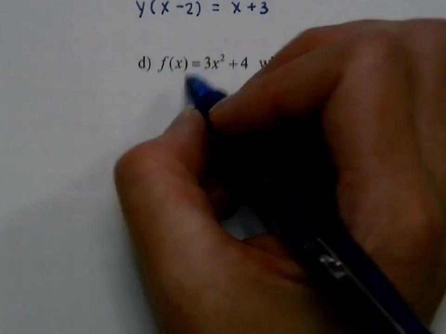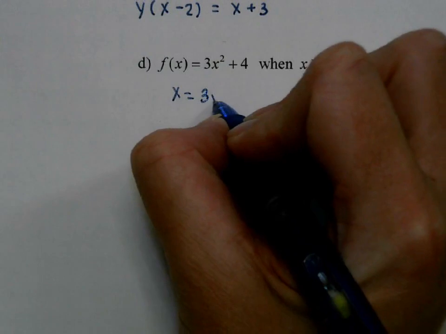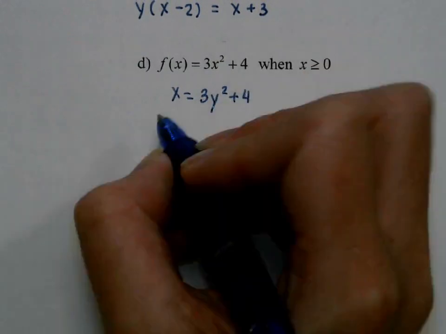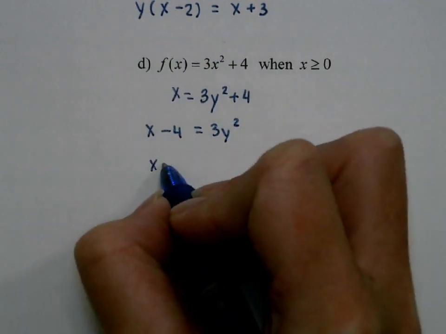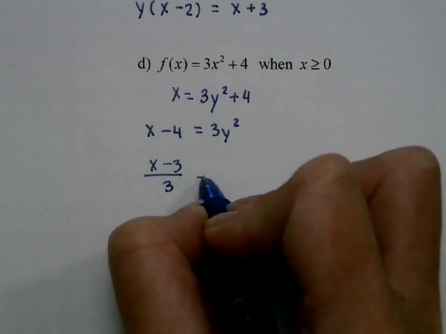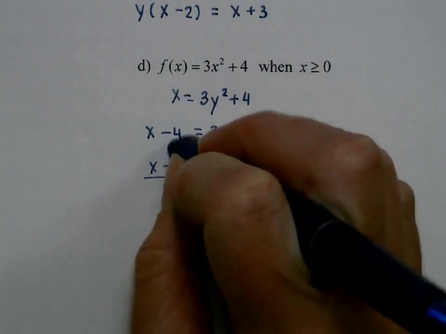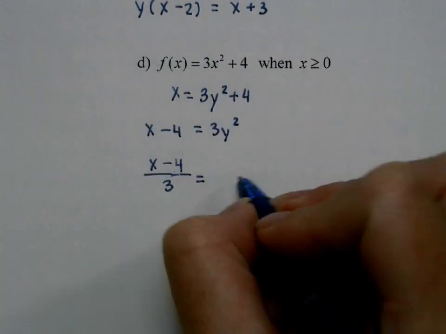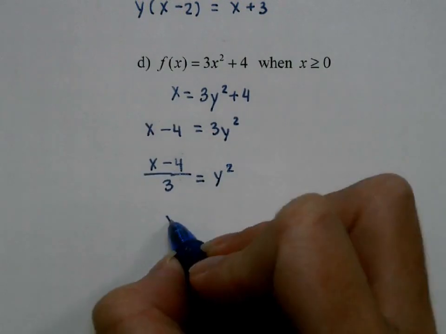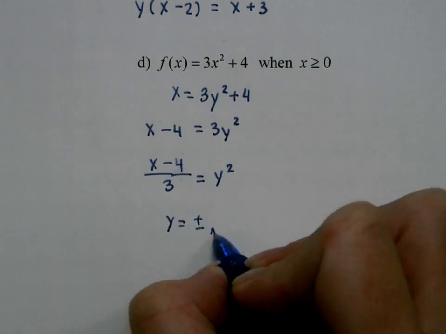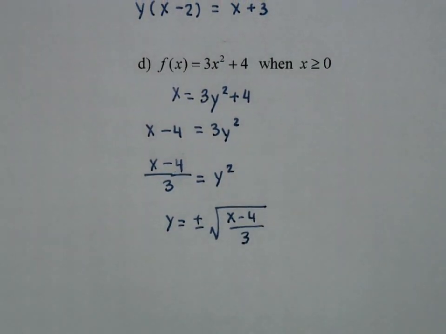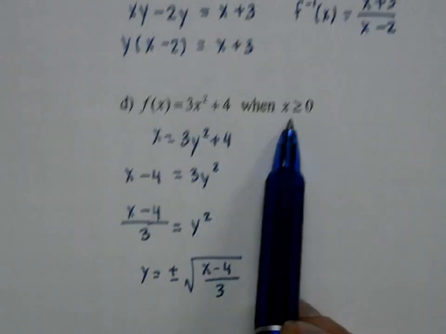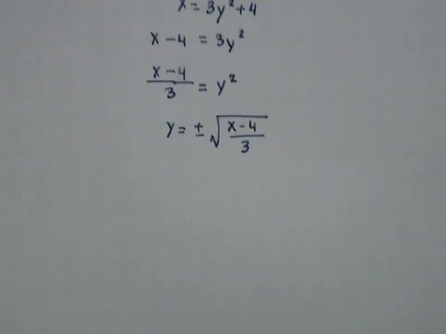Subtract 4, divide by 3, and then we take the square root. So technically this would be plus or minus the square root, which is why that is not a function. We get out multiple values when we plug in single values. So because our restriction on the domain is when x is greater than 0, then here I want the positive portion of this. And you could consult the graph to confirm that.